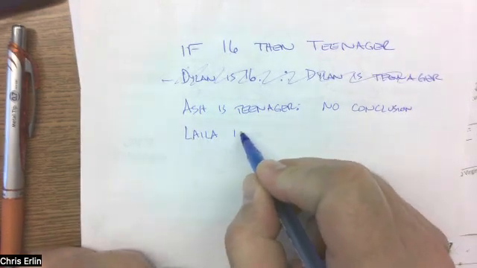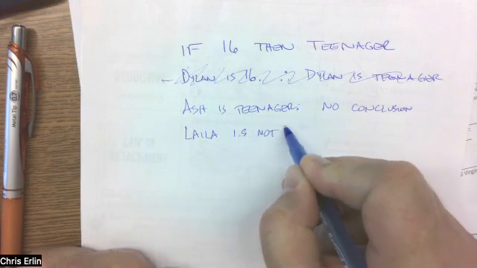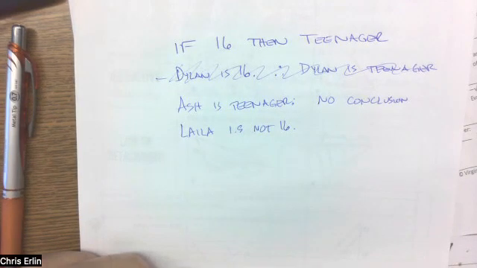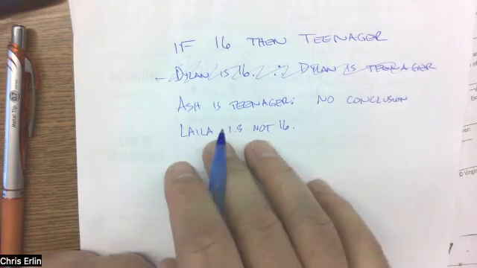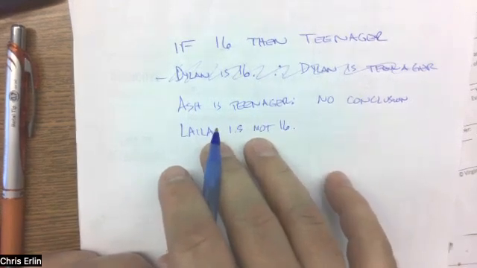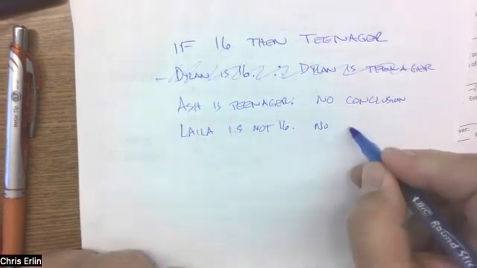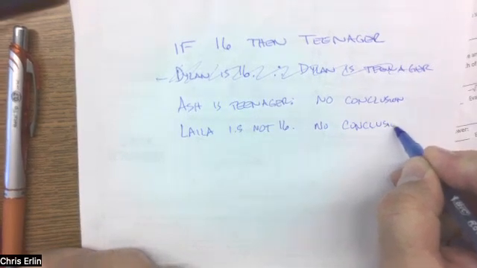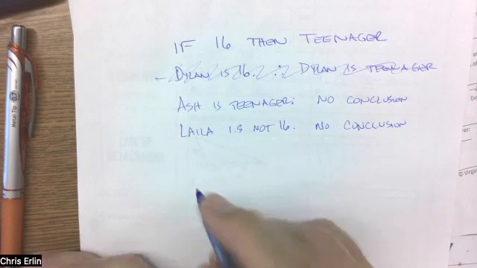I'm going to say that Layla is not 16. Can we make a conclusion about that? That she's not, only she's not 16. Right, which isn't another conclusion. That's just what we got. We can't make a conclusion about that because she could still be 15, so we can't say she's not a teenager. All right.